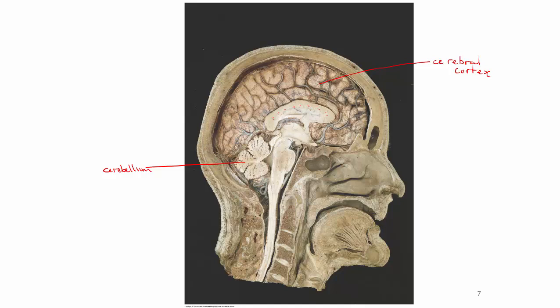Here is the corpus callosum. Here's the hypothalamus. You can't really see the thalamus because it's right on the midline over here, but this is roughly the region of the thalamus over there. It's better viewed on a transverse section.